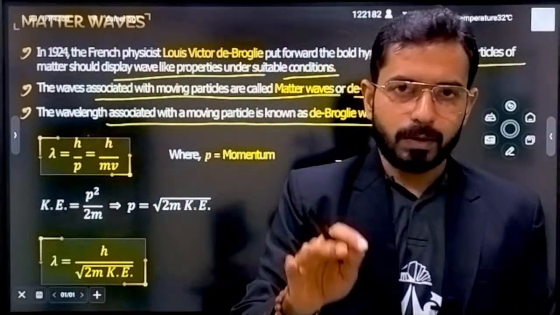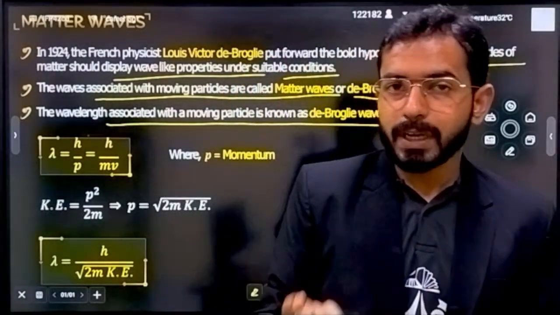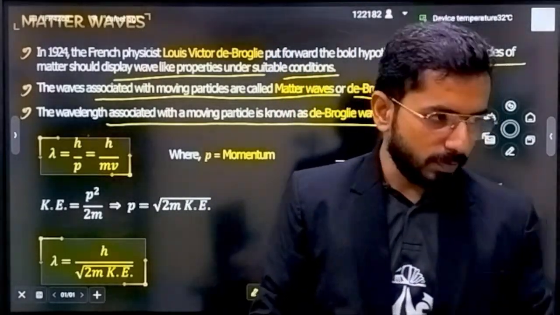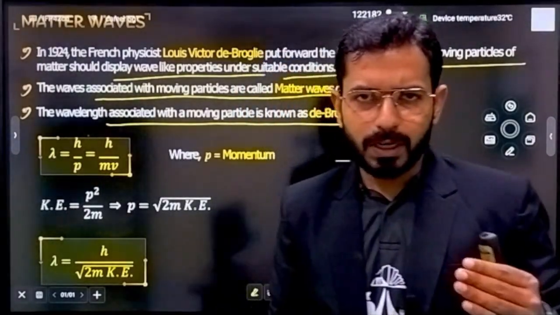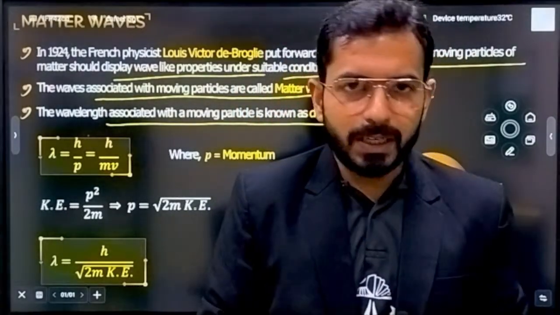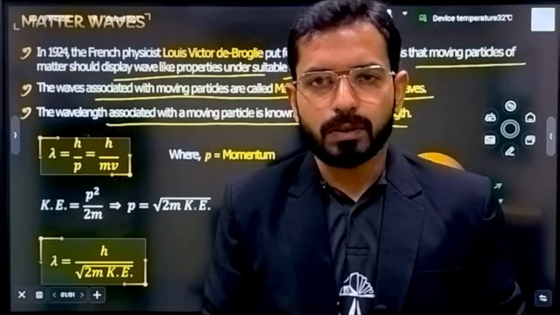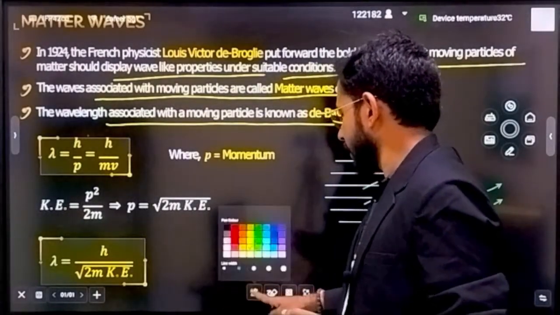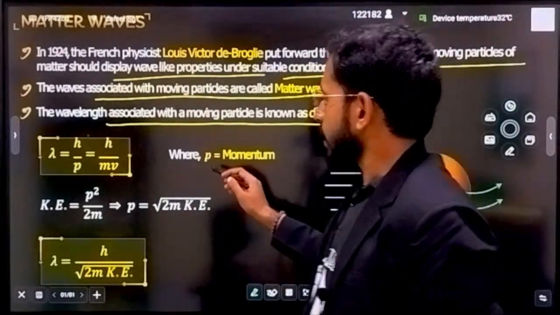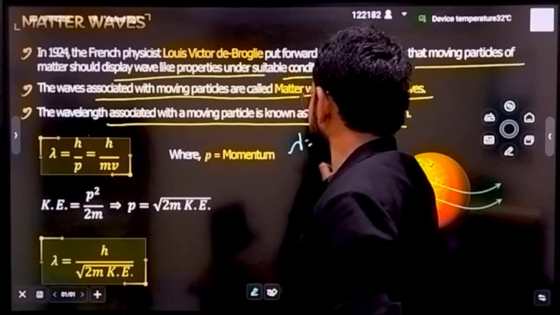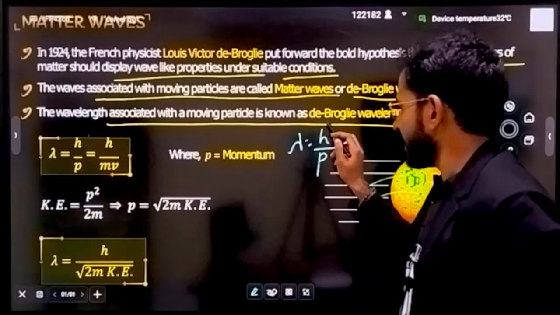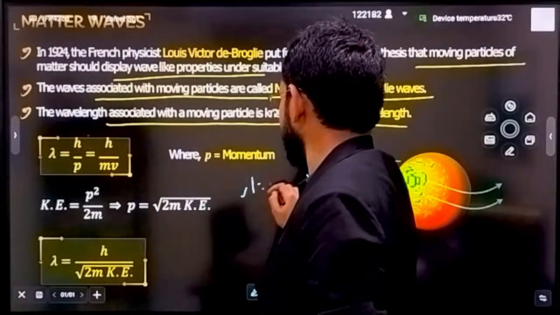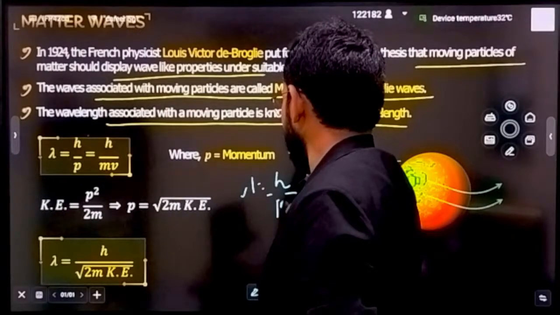The moving particle, the wavelength associated with it, what is that called? De Broglie wavelength. Sometimes wave nature will be dominant, sometimes particle nature will be dominant, depending on conditions. The de Broglie wavelength is equal to h by p. H is Planck's constant, and p is momentum. So it can further be written as lambda equals h divided by mv.